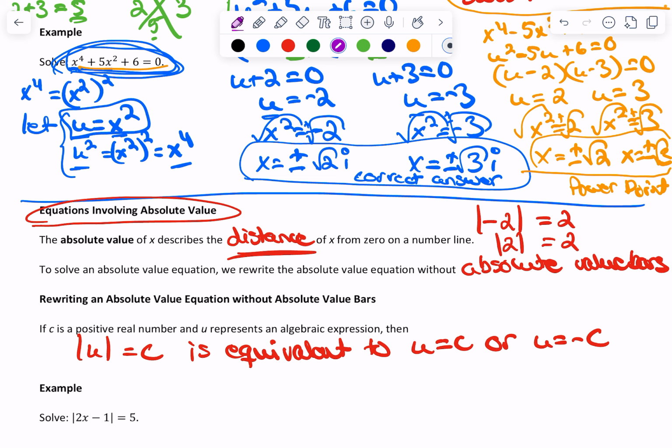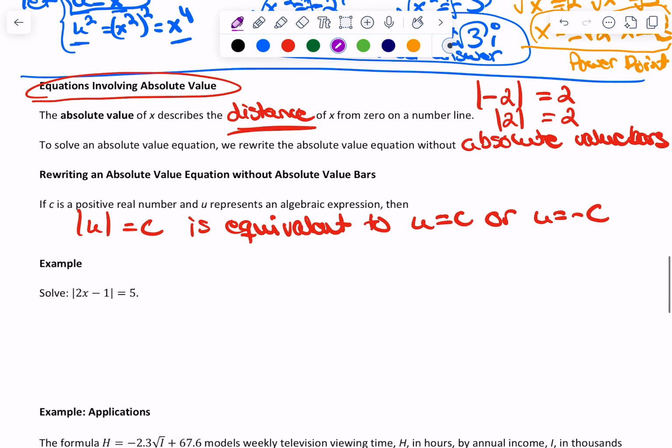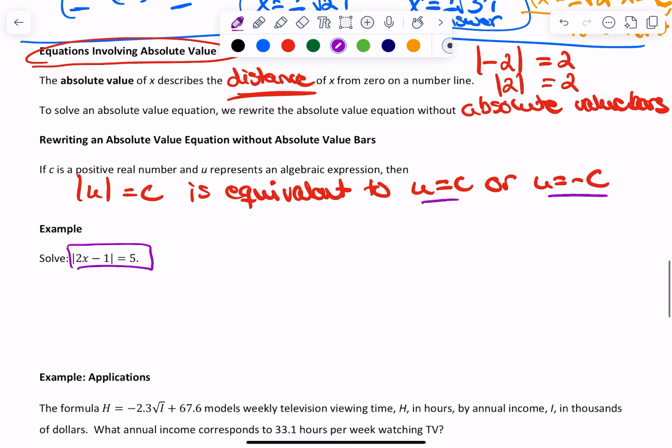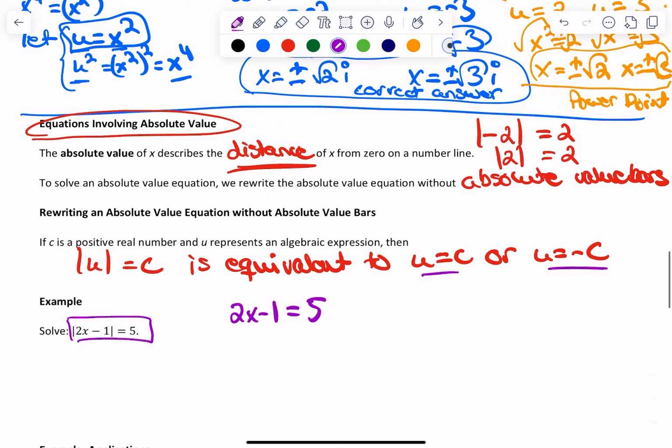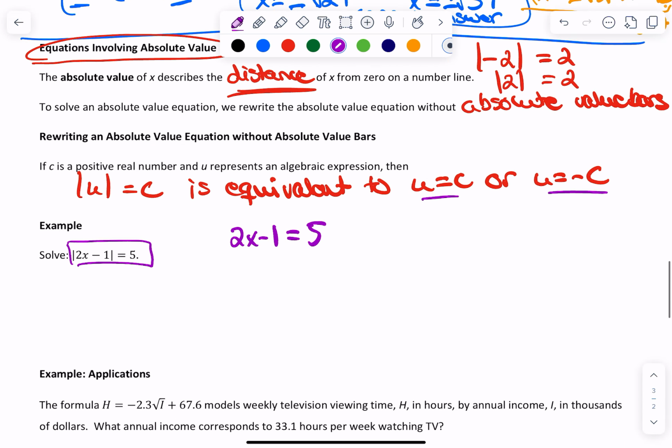Okay, let's try an example here. We are to solve the absolute value of 2x minus 1 equals 5. What we're going to first do is write it like this without the absolute value bars. So we're going to have 2x minus 1 equals 5, or 2x minus 1 equals -5.